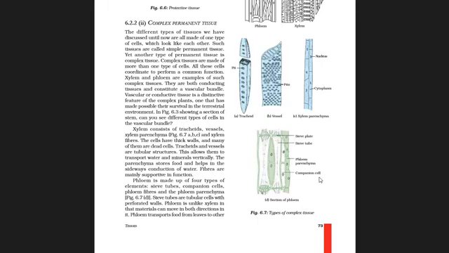Okay. So now quickly, a very small part we have covered today, complex permanent tissue only. So now quickly I want you to tell what are the two major categories of complex permanent tissue. Yes? Can anybody tell?